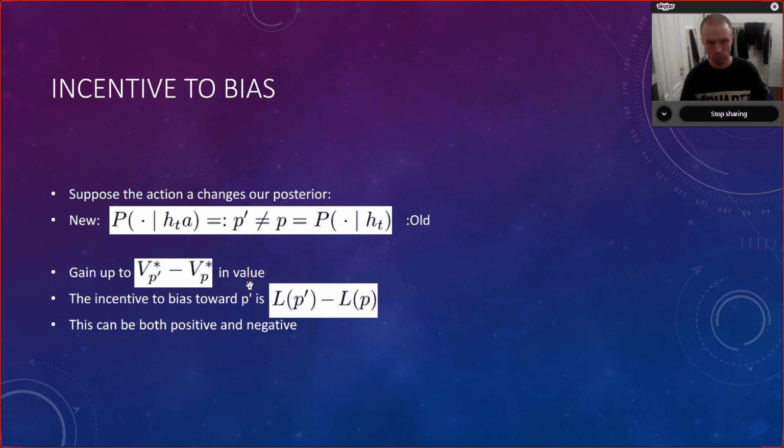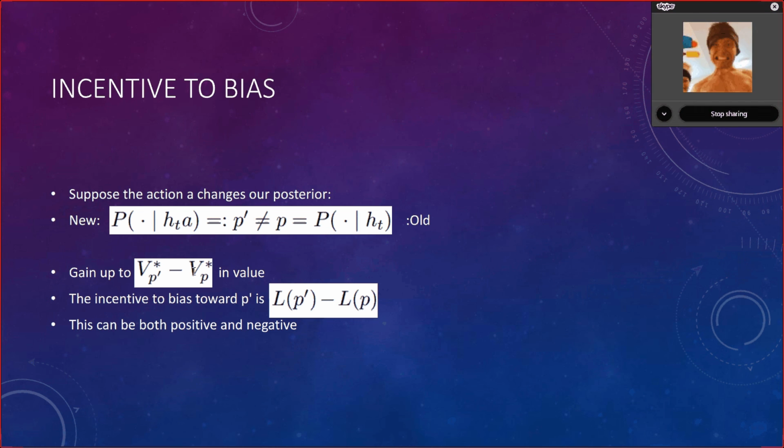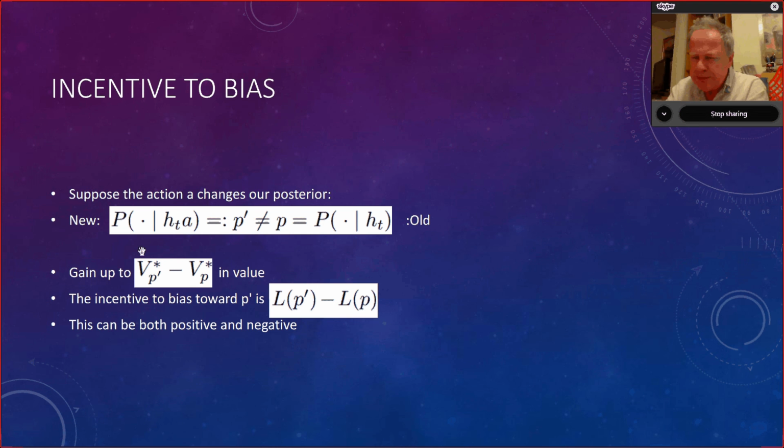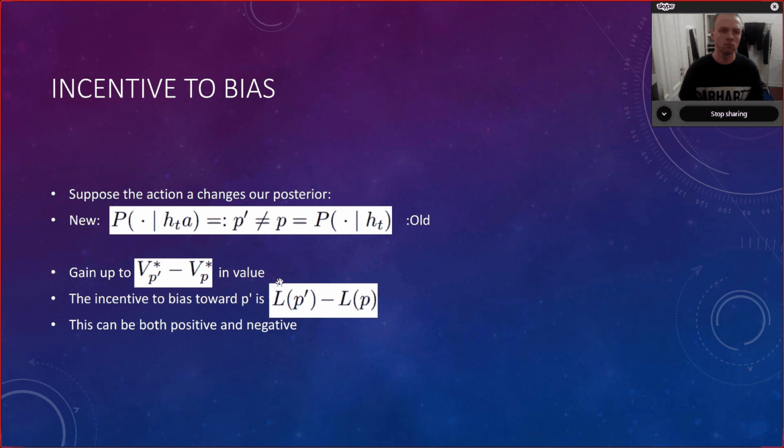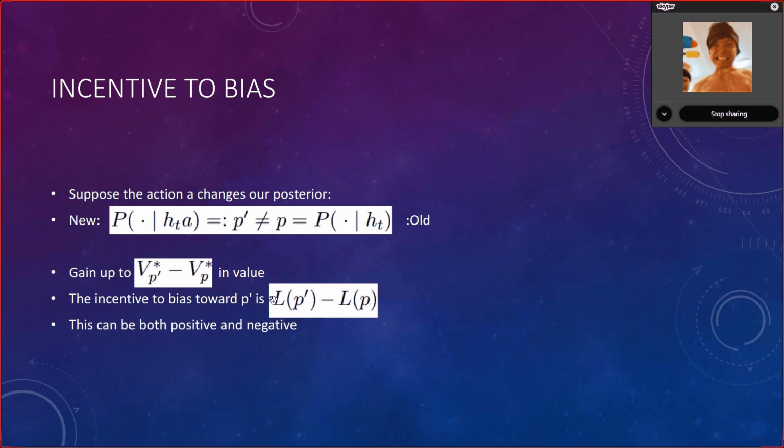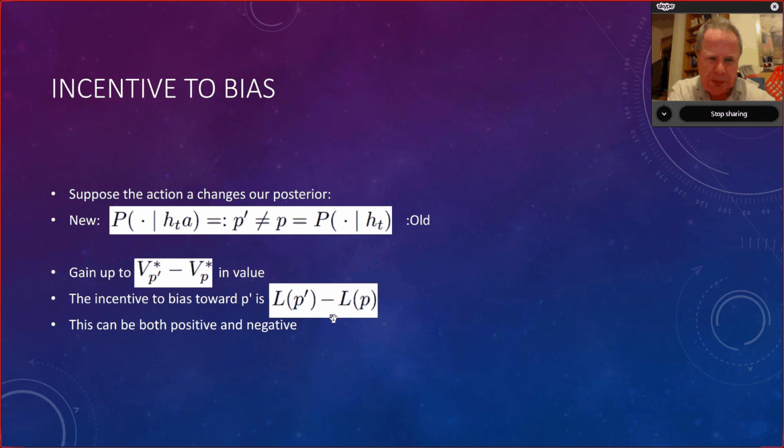Then we would gain some value, or we might lose some value depending on how our posterior changes, and it would be just the difference between the new optimal solution and the old optimal solution. And this can be written as that the incentive to bias from P towards P prime is this learning function of the two, really. And this can be both positive and negative. So learning something new in this way can be both a good thing and a bad thing.